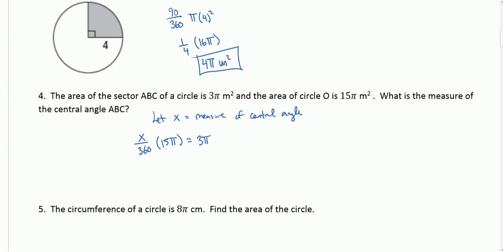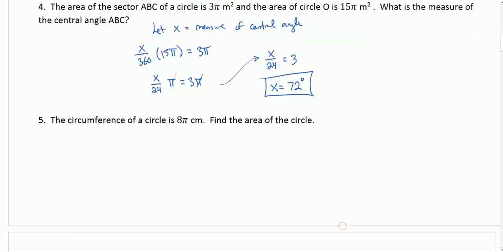And we can reduce our fraction. We got 15 over 360 reduces to 1 over 24. So we could write x over 24 pi is equal to 3 pi. We can divide both sides by pi and get x over 24 is equal to 3. And then lastly, we can multiply both sides by 24 and get x is 72 degrees, because that's the measure of the arc, or the central angle.